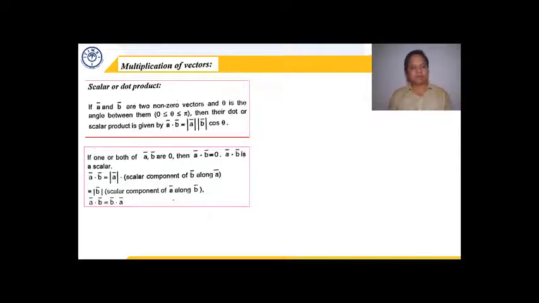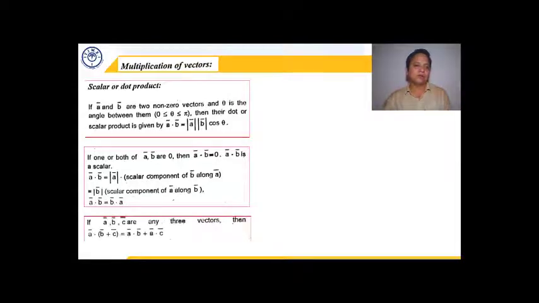If it is A dot B, it's AB cos theta. If it is B dot A, it's BA cos theta. And whether we multiply the modulus of A by B or B by A doesn't make a difference. So the scalar product is commutative. If A, B, C are any three vectors, then A dot B plus C is equal to A dot B plus A dot C, as we applied the distributive property.